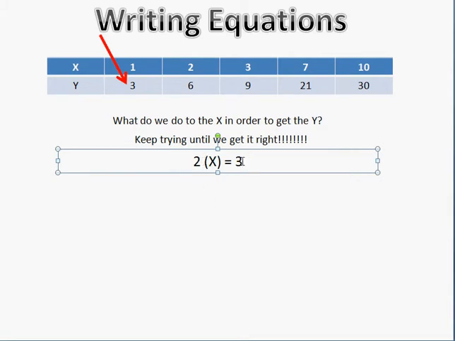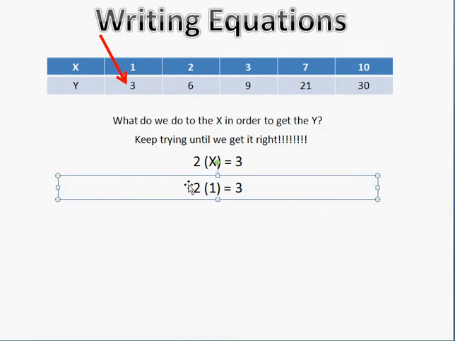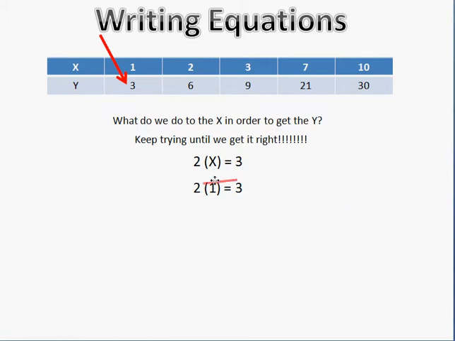2 times x equals 3. So I'm going to multiply my x by 2, because remember, if I just have the parentheses and the number next to it, I'm multiplying it. So first I take my first x value and I say 2 times 1 equals 3. Well, guess what? 2 times 1 does not equal 3. So I know my equation's not going to be 2 times x. It just won't, because when I plug my x value into this equation, I don't get my y value.